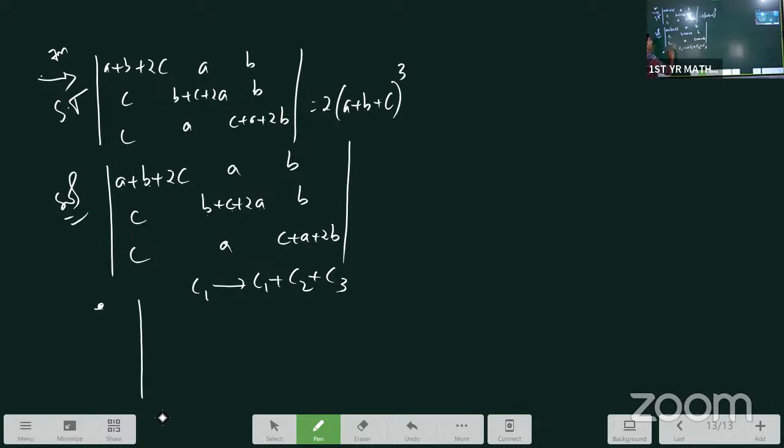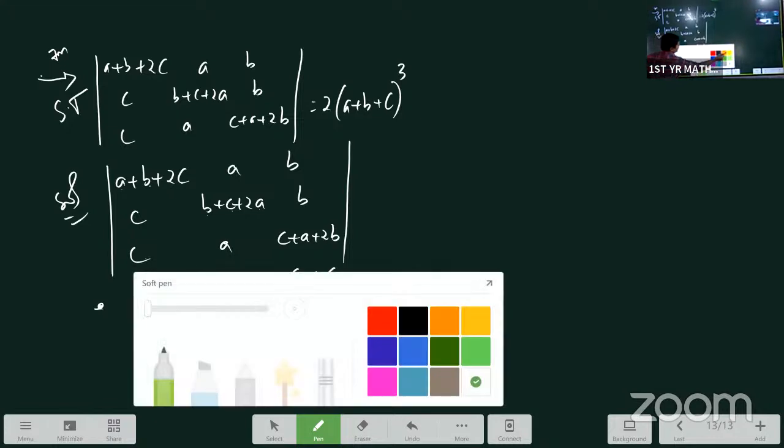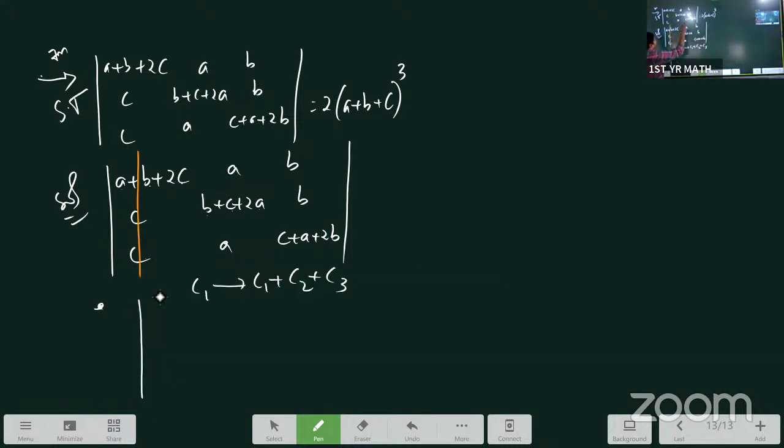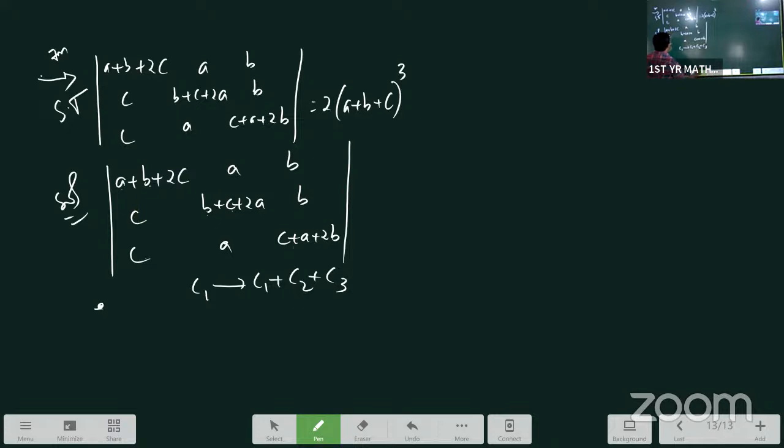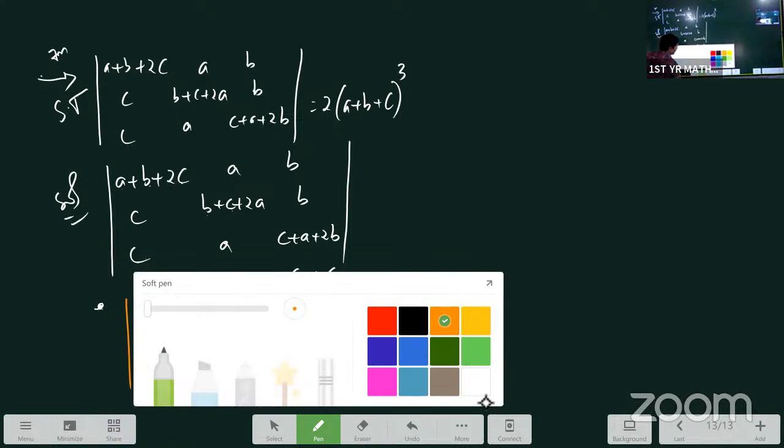In what way will it be applicable? Have a look. This is your C1. I'm changing the color of the pen so that you can understand things easily. C1, C2, C3. C1 is tending to C1 plus C2 plus C3, means add this to this and then to this. This is your operation. Then you will add these 3, then you will add these 3. Now I'm going to add them. If I add them, what am I going to get? You have a look.